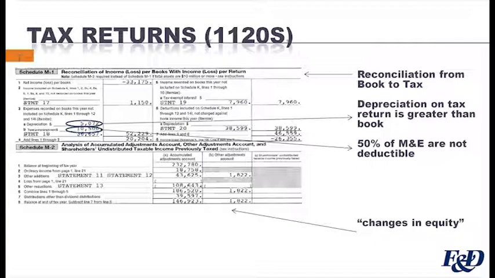Finally, Schedule M2 just reconciles any changes in equity that occurred throughout the year. This will bring you from your balance at the beginning of the year, if you go back to Schedule L, equity, and walk through any changes in income or distributions that may have been taken to come to an ending balance at the end of the year.